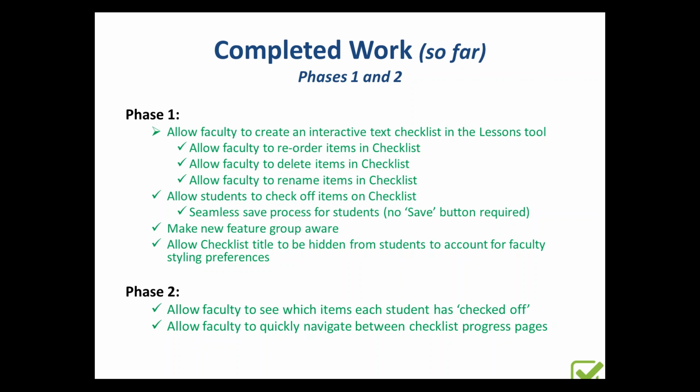We wanted the feature to be group aware, like most items in Sakai. We also wanted the checklist title to be hidden from students if the faculty member wanted it so, and I'll show you why in a second. What we got into as phase 2 was allowing faculty to see which items each student has checked off, and then allowing faculty members to not only see which items students have checked off in checklist 1, but quickly jump to checklist 2 or checklist 3 to see how they're doing there.